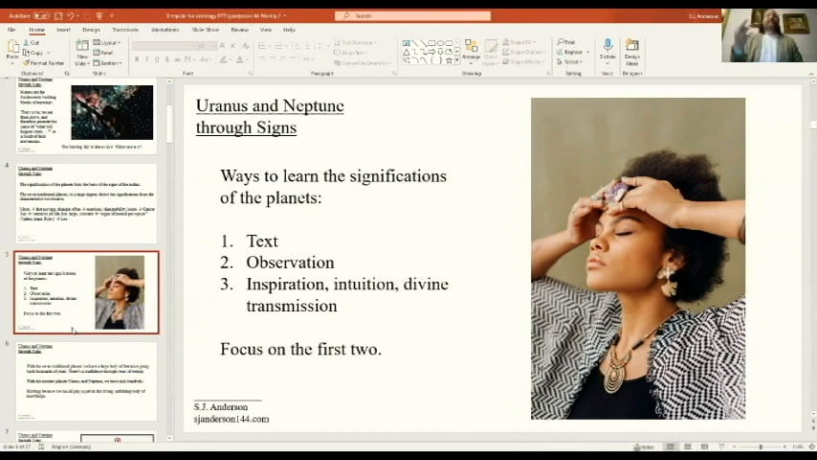And then the third is an inspiration, intuition, or divine transmission. I really like this one. The idea that maybe when we pray or do a kind of spirit quest or psychedelics, that we may get messages about what planets mean. We're going to focus on the first two in this talk because the third is a bit out there and it's hard to grasp. It's more like someone coming down from the mountain with a message, and can you trust it? It's more personal. But text and observation are the two we'll focus on here.